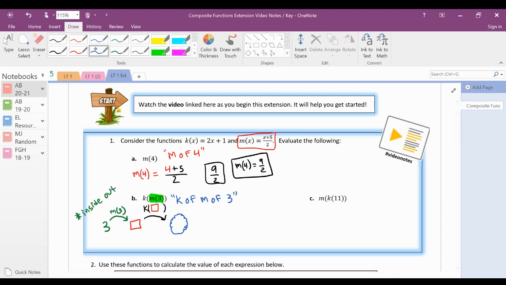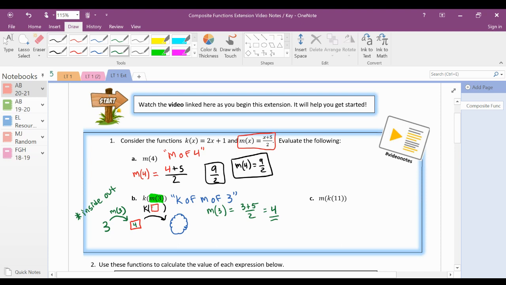So let's see what that looks like. First, I'm going to find m of 3. And you can show your work however you want here. I'm going to just substitute 3 into the m function, which becomes (3 plus 5) over 2. 3 plus 5 is 8, over 2 is 4. So 4 is the output when 3 goes into the m function. So I'm going to put 4 in my little box here. So 4 is the output.